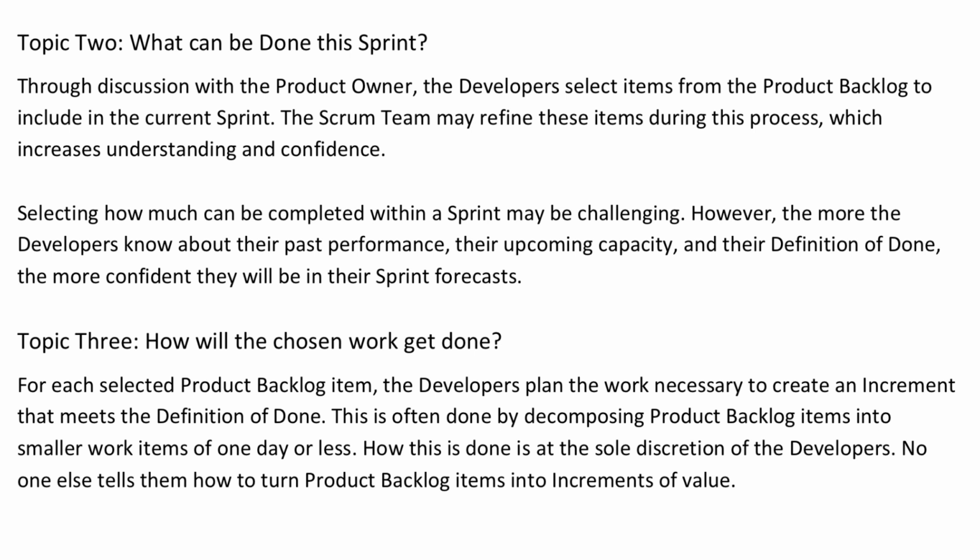Topic 3. How will the chosen work get done? For each selected product backlog item, the developers plan the work necessary to create an increment that meets the definition of done. This is often done by decomposing product backlog items into smaller work items of 1 day or less. How this is done is at the sole discretion of the developers. No one else tells them how to turn product backlog items into increments of value.